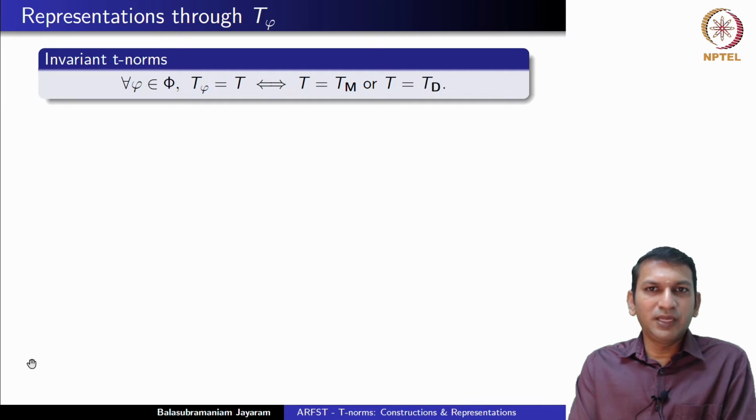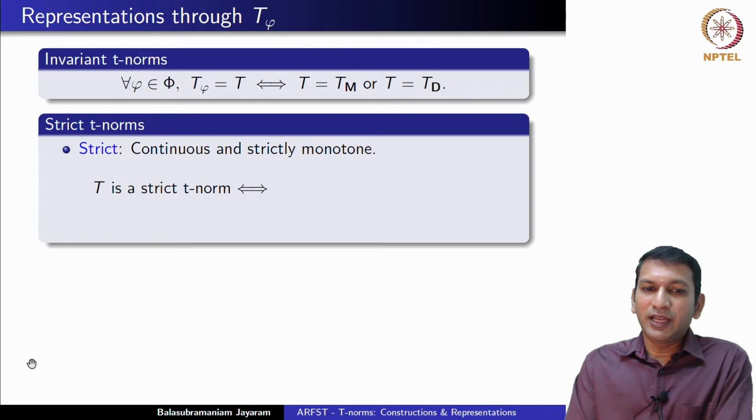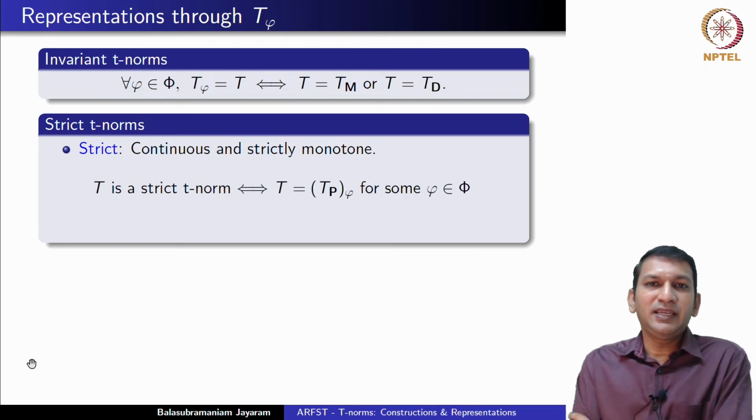But this does not give us any more information. Of course, both minimum and drastic themselves are actually very easy to represent in terms of the formula. They're simple, they're not very difficult. But this tells you that if you have a T-norm, no matter what phi you apply on it, it remains the same, then you know that it has to be either the minimum or the drastic T-norm. Now, what about strict T-norms? It is interesting to note that we can show that if T is a strict T-norm, then T is actually a phi conjugate of the product T-norm.